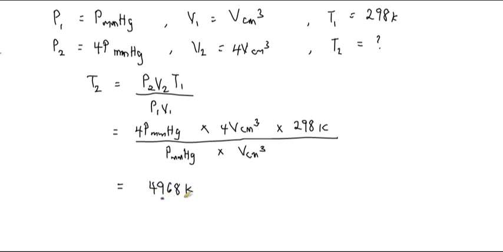And mind you, this V here will be cancelling out the V here as well. Same thing for the P, that is the variable we used. So now we have T2 to be 4968 Kelvin, which means that the new temperature of the gas is now 4968 Kelvin.